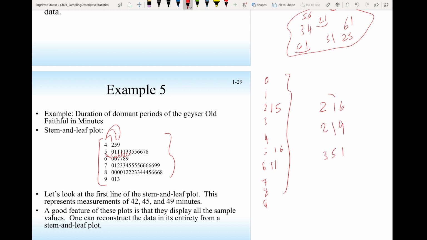Let's say you have data of 3 digits like 216, 219, 351. Then the first two digits will be the stem and this is the leaf digit. Then you will have 21, 6. You have another 21, so that will be 21, 9. And you have 35, 1, and so forth. So the first 2 digits will be the stem and the third one will be the leaf.